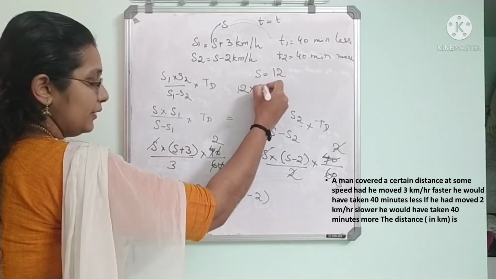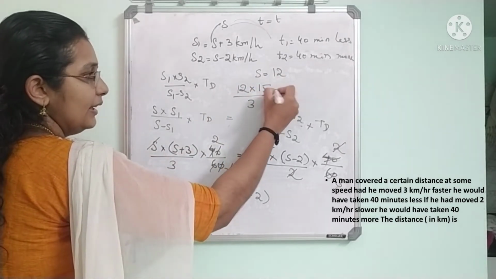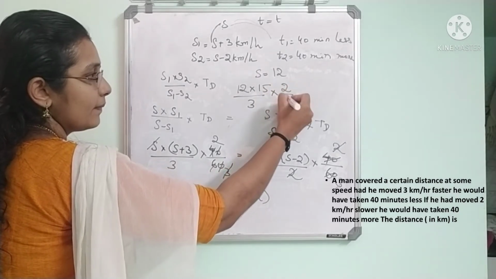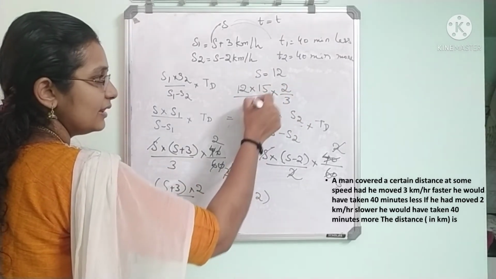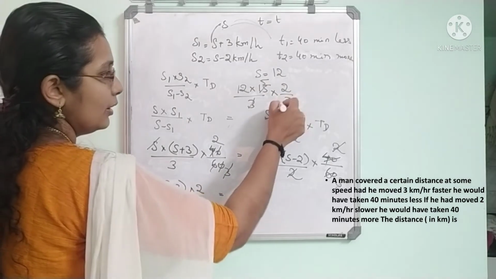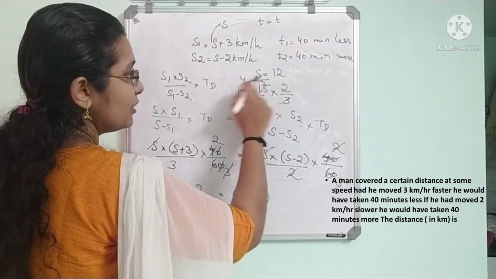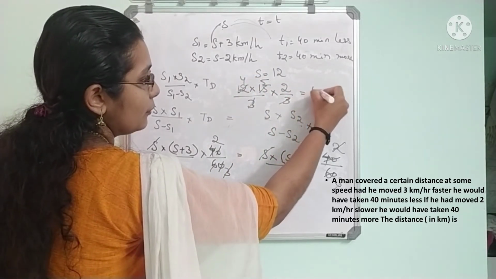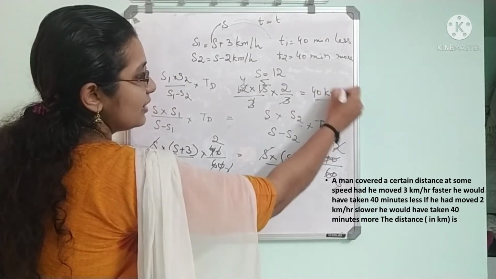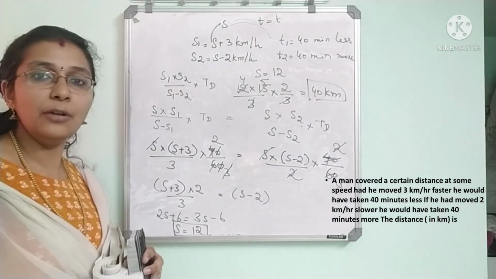12 plus 3 is 15, divided by 3 into 2 by 3. So any simplifications? Yes. 3 5s are 15. 3 4s are 12. So 5 4s are 20. 2 2s are 40. 40 kilometers. So this is nothing but the distance. So this is how you can easily proceed.